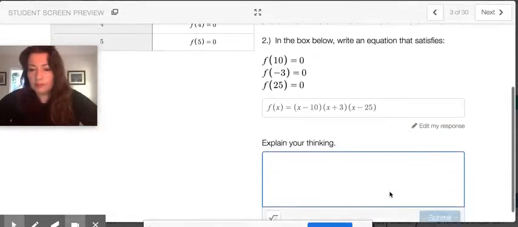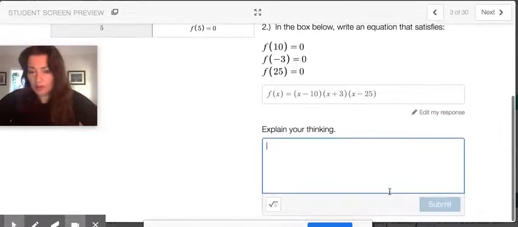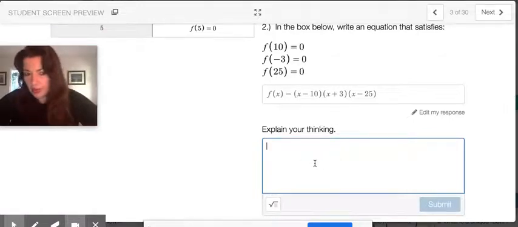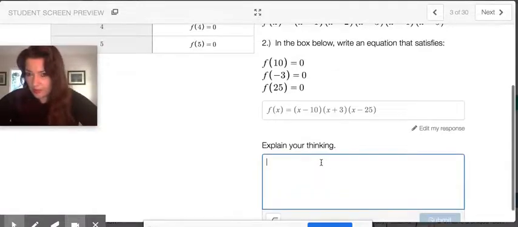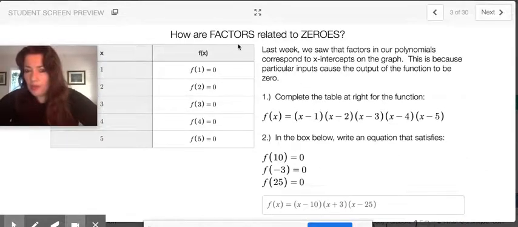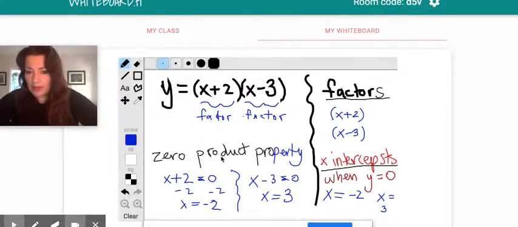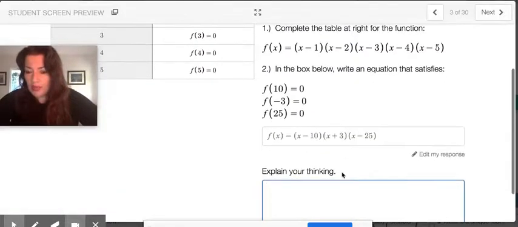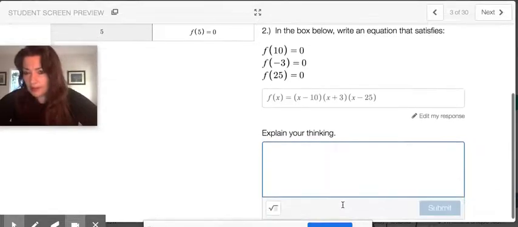Okay, explain your thinking. All right, so here you can pretty much restate what I mentioned. Anytime you have factors, then using the zero product property, we can get our x-intercepts. So go ahead and explain that in some way here.